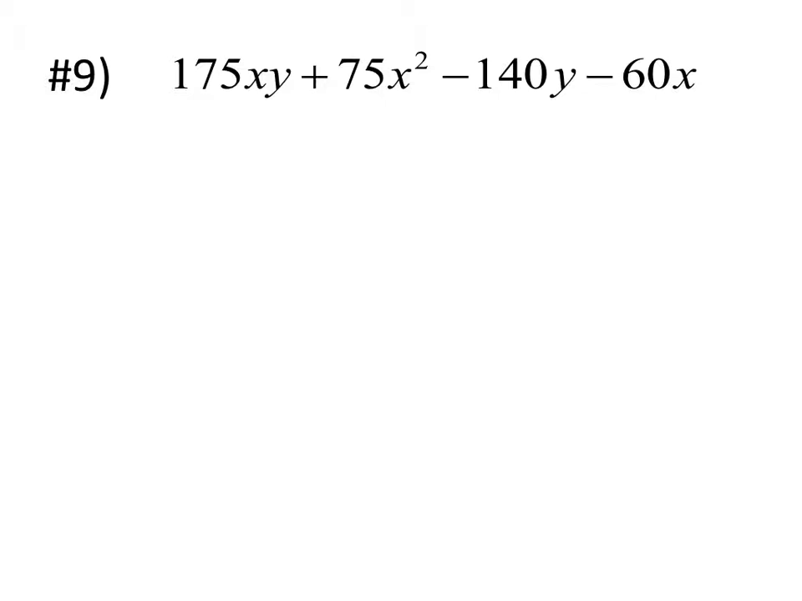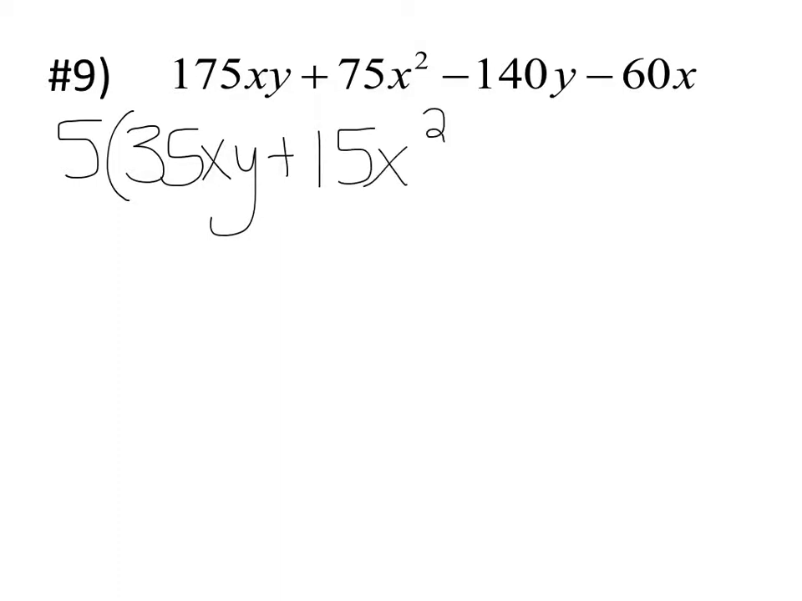So let's see what the largest number is that I can remove here. I can definitely remove 5. 25 isn't going to work. All right, let's see if 5 is the highest I can go. And then I don't have an x in every term. I don't have a y in every term, so that's the best I can do. So 175 divided by 5 is 35xy, plus 5 into 75 is 15x squared, minus 5 into 140 is 28y, and then 5 into 60 is 12.